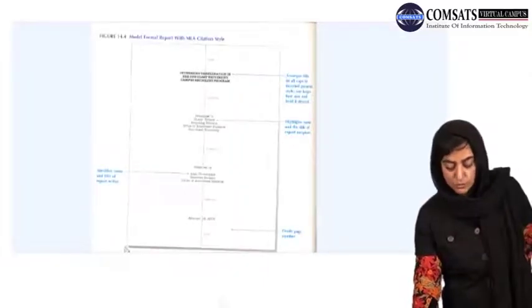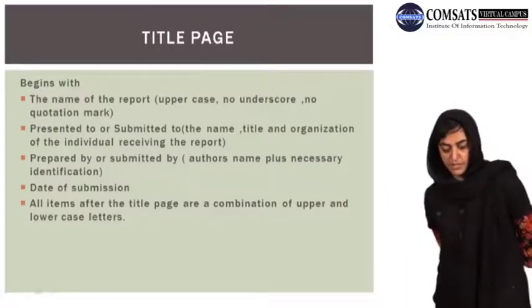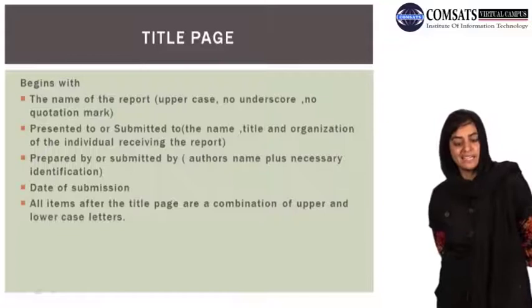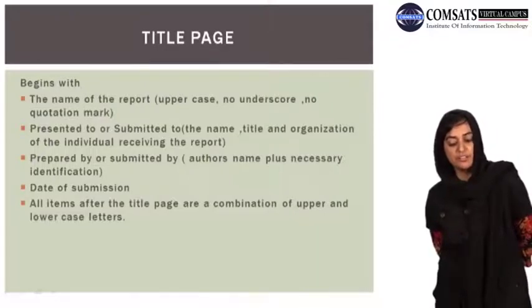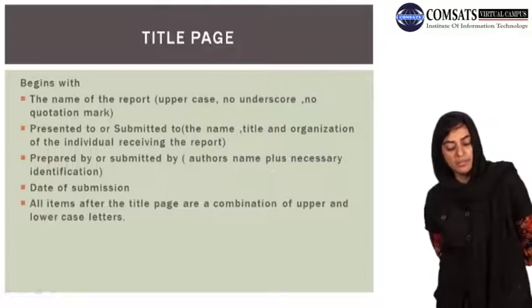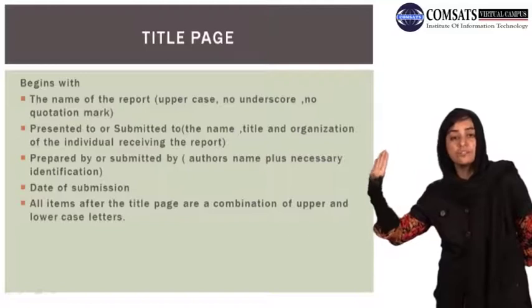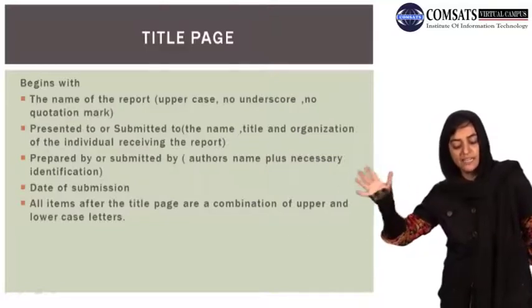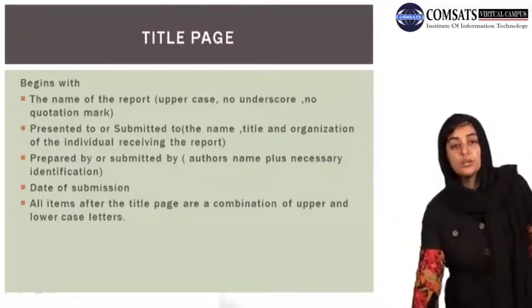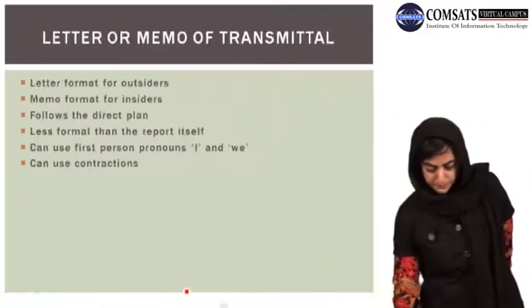Now let us move to the next document of the formal report. But first have a look at the slide. What is written on the slide? Title page begins with the name of the report, uppercase, no underscore, no quotation marks. Presented or submitted to, then the name and title of the organization or individual receiving the report, then prepared by or submitted by, author's name plus necessary identification, and date of submission. All the items after the title page are a combination of upper and lower case letters. Next, dear students.